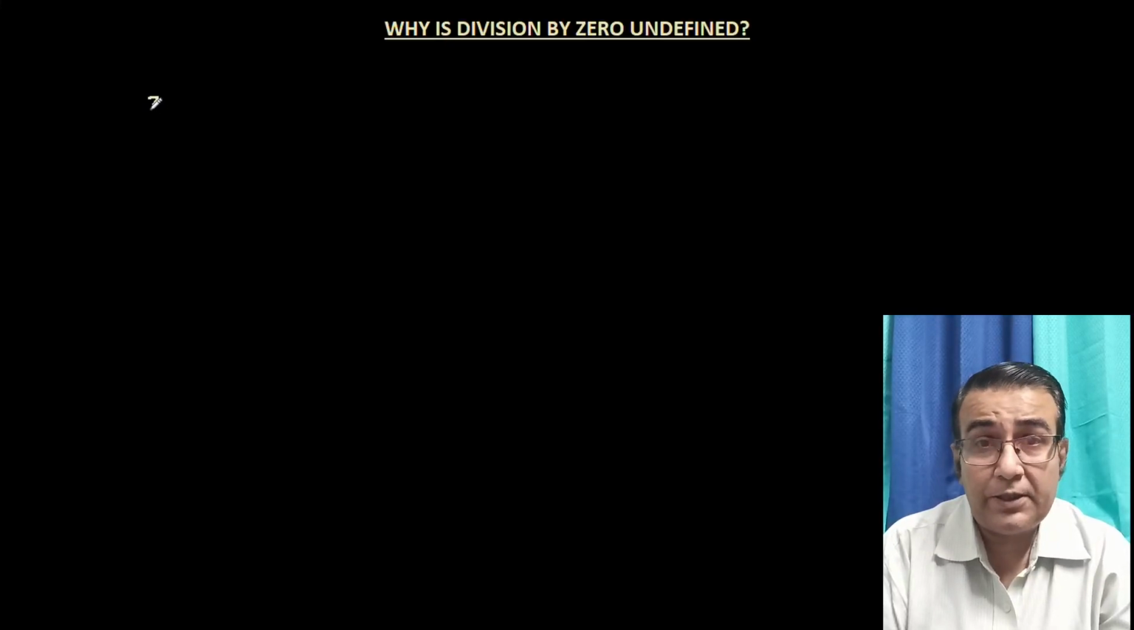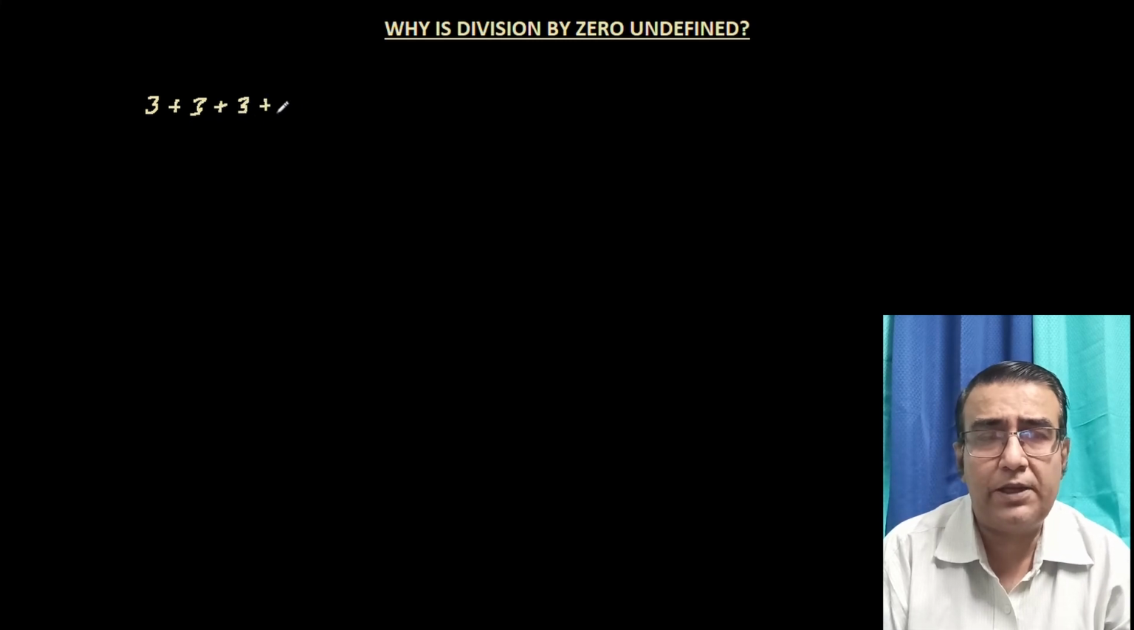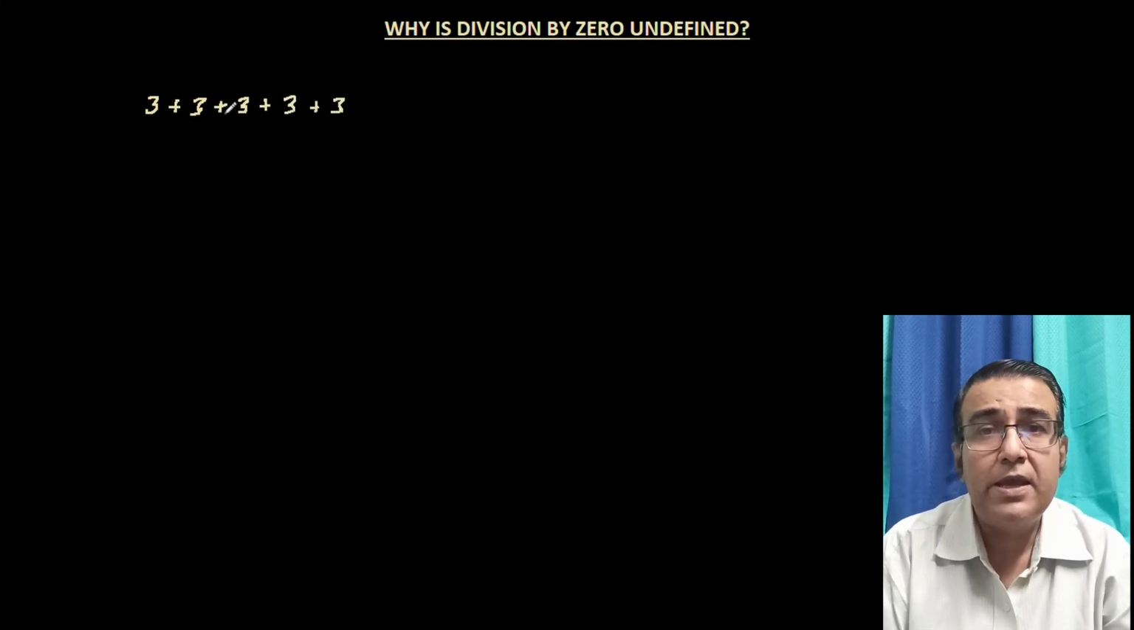But why is division by 0 so difficult? Why are we not able to reach a logical conclusion? That is what this video is about. So let me start with the number 3 and let me add it a number of times. So 3 plus 3 plus 3 plus 3 plus 3. How many 3's do we have here? 1, 2, 3, 4, 5 3's are there.